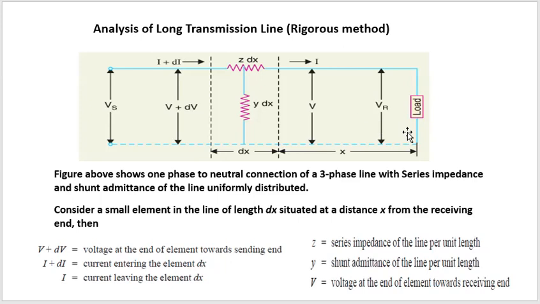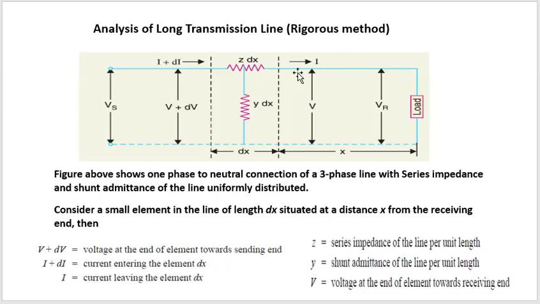Now, what we have to do, if the entire length of line is L, we have to take a length h from the receiving end. As you can see in the figure, we have taken this length, and after this h we have taken a differential length dh. Now in the dh, our shunt admittance is y dh and our series impedance is z dh.